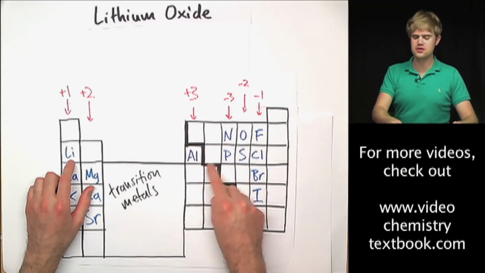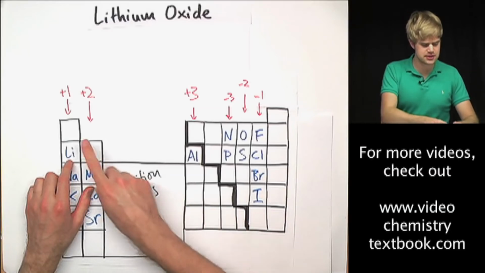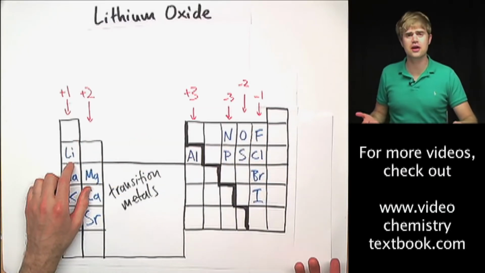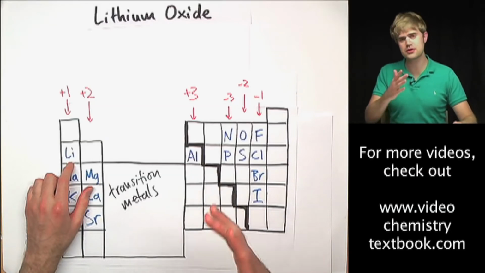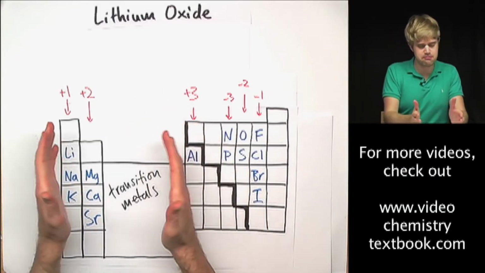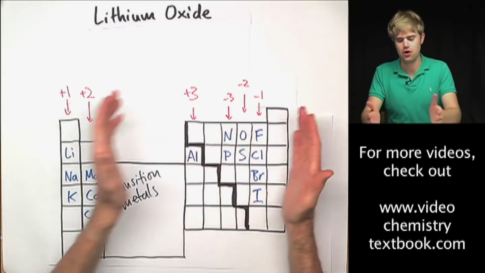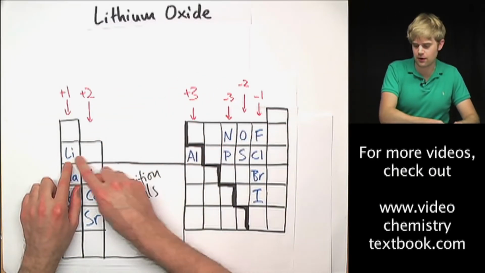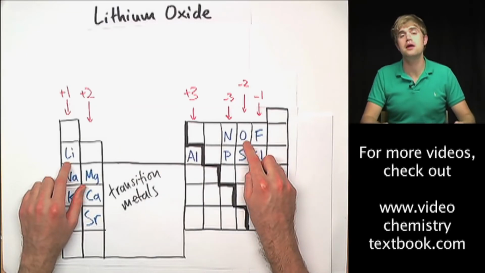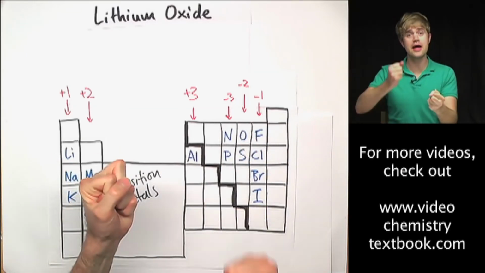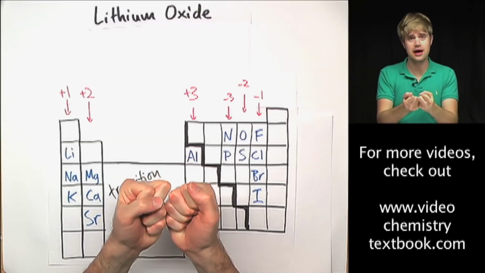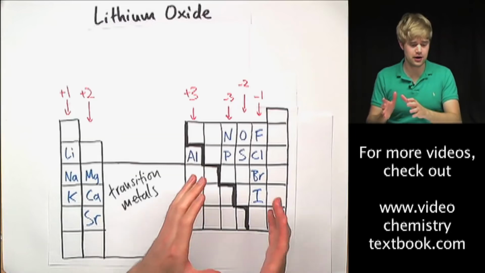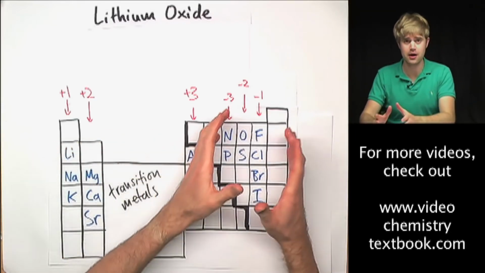There's this big, thick staircase that separates lithium from oxygen. What's a staircase doing? Well, if you remember, the staircase separates the metals on this side of the periodic table from the non-metals on this side of the periodic table. So lithium's a metal and oxygen's a non-metal. This is important because we have a metal and a non-metal connected together, and that means that we're dealing with an ionic compound. Ionic compounds are always metals and non-metals.